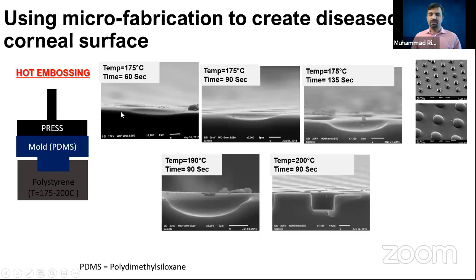Using these microfabrication techniques, we created features that resemble different stages of the disease. I mentioned that in the early stage, we have these curvy, lens-like structures, but as the disease progresses, we get taller and taller features on the cornea. So we developed this method which allowed us to replicate different stages of the disease so that we can test them in terms of the cell therapy approach.